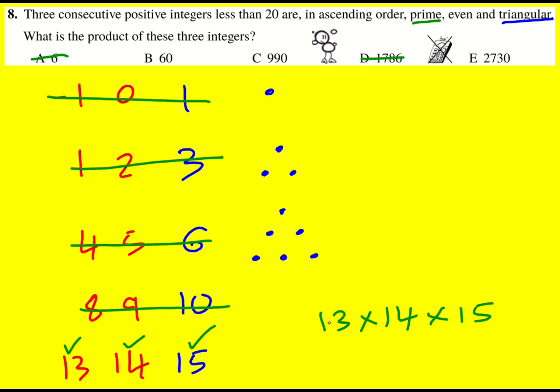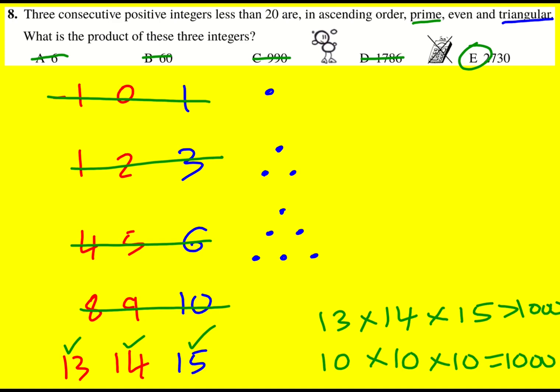Next, I already see when I do 13, well, basically this is going to be bigger than 1,000 because 10 times 10 times 10 is equal to 1,000. So this must be greater than 1,000, which means I can also rule out 60 and 990. So the answer is going to be E. If you want to check, then of course, yeah, calculate it, but we're done.